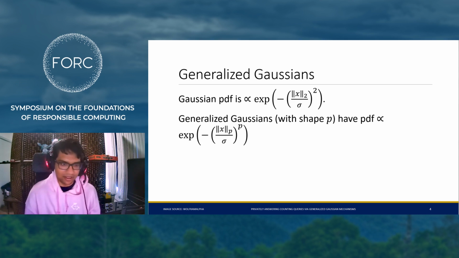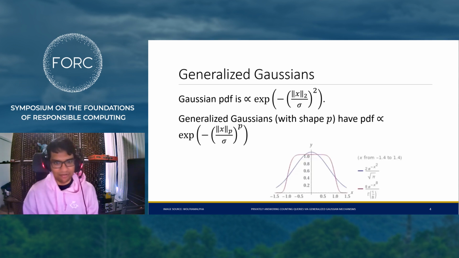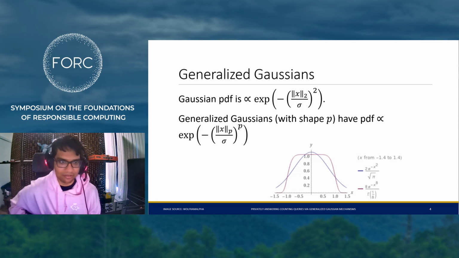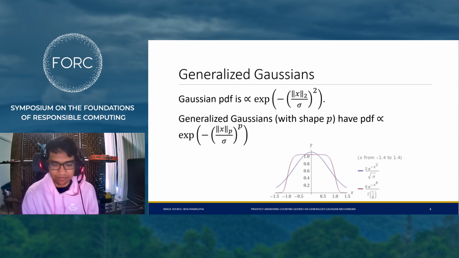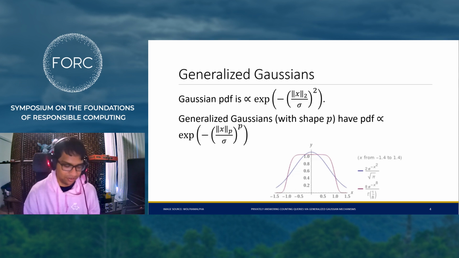Okay, so why is this a hopeful candidate for the counting queries problem? If we look at this graph of the Gaussian in blue and the generalized Gaussian with shape parameter 8 in purple, and both of these are plotted with sigma equals 1, then what we'll see is that the generalized Gaussian's tail falls off much faster. So we expect that for a multivariate generalized Gaussian, its largest coordinates are not going to be too much larger than its average coordinates. However, we can also see that the generalized Gaussian takes a while to start falling off compared to the Gaussian. So around 1.0 on this graph is where the generalized Gaussian starts falling off, whereas the Gaussian starts falling off much earlier.